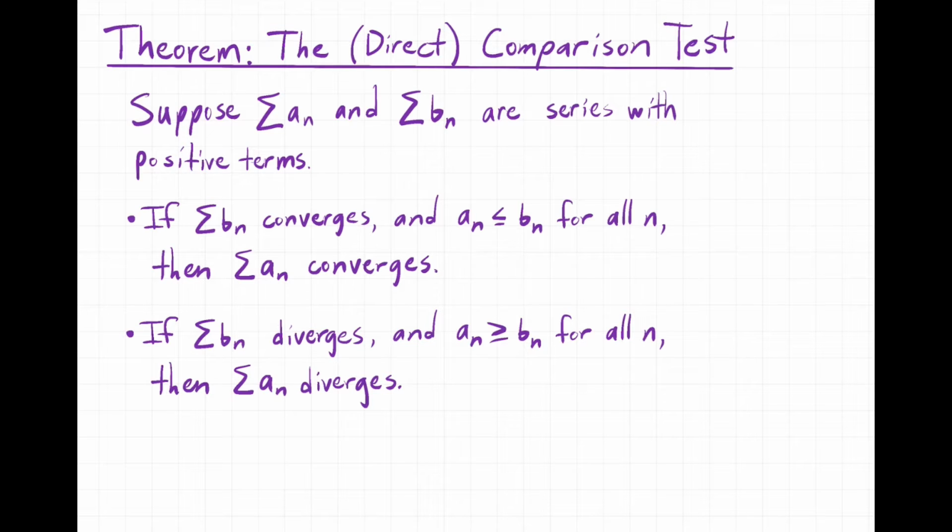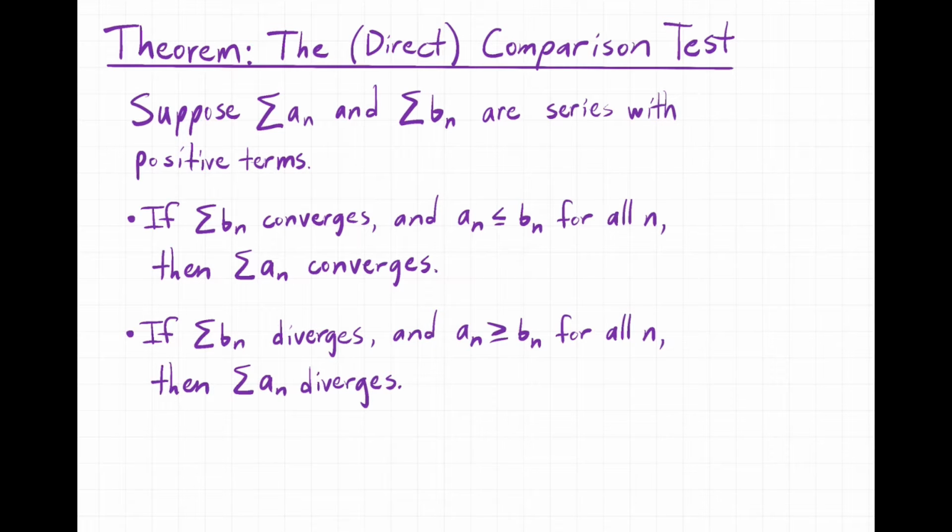The first part says if your series, the sum of bn, converges, and every an is less than or equal to every bn for every value of n, then the series an converges. In other words, the series an converges because every term in that series is less than the term of a similar convergent series. And if the sum of bn diverges, and every an is greater than or equal to every bn for all n, then the sum of an also diverges. Again, each term is greater than the corresponding term of a divergent series, so it must diverge.